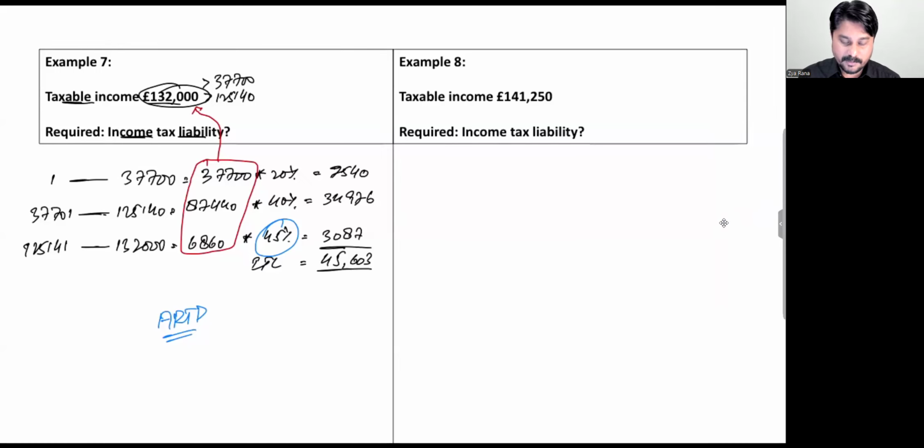Last example for the same thing, taxable income is 141,250. Requirement is to calculate the income tax liability. This total taxable income is more than the basic rate band limit of 37,700 and also more than the second band limit of 125,140. How to perform calculations? I am very much hopeful that you have attempted and your answer will be correct. Be with me and check yourself.